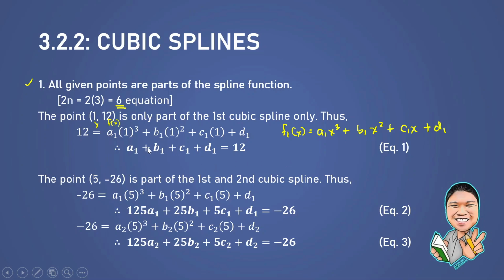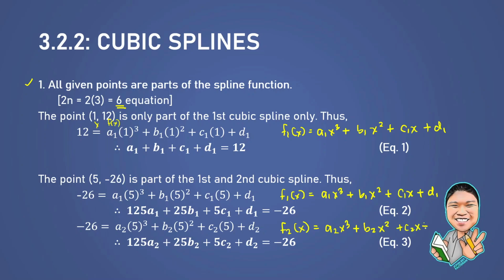So, if you are going back to the same figure kanina, yung (5, -26) is part of the first and second cubic spline. Kaya itong una, itong equation 2 is derived from f sub 1 x is equal to a sub 1 x cube plus b sub 1 x squared plus c sub 1 x plus d sub 1. While itong pangalawa, derived na to sa pangalawang spline natin, which is a sub 2 x cube plus b sub 2 x squared plus c sub 2 x plus d sub 2. So, katulad ulit nung nasabi ko sa quadratic spline, i-expect mo na itong dalawa is magkamuka. By the way, simple lang naman yan. Ito yung x and ito yung f of x natin.